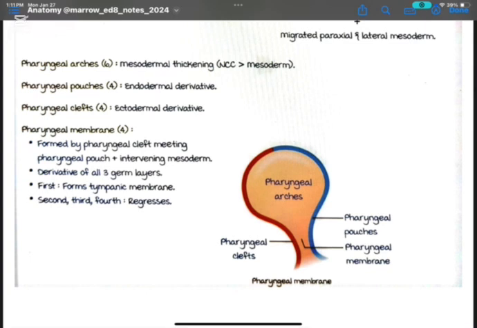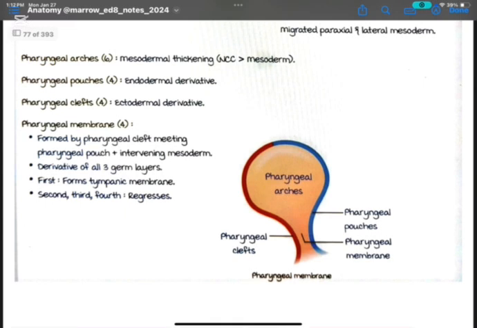Pharyngeal membranes are 4. They are formed by the pharyngeal cleft meeting the pharyngeal pouch plus intervening mesoderm, so they are derivatives of all 3 layers. The first forms the tympanic membrane; the second, third and fourth regress.